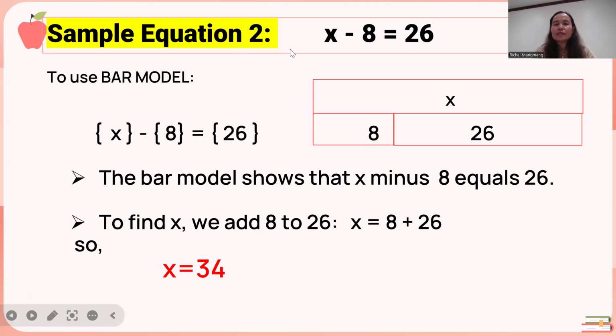Okay, let us have another example: x minus 8 equals 26. In the bar model, as a whole we have x because we do not know it yet. Then the first part is 8 and the second part is 26. To find the x, we simply combine the 8 and 26. So we add 8 plus 26, and that will be our x. That gives us 34. Now x minus 8 equals 26, so our x is equal to 34.